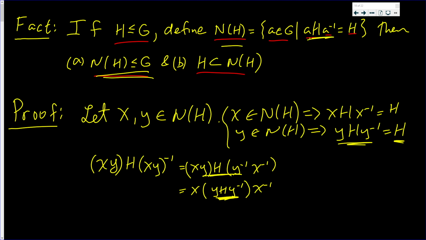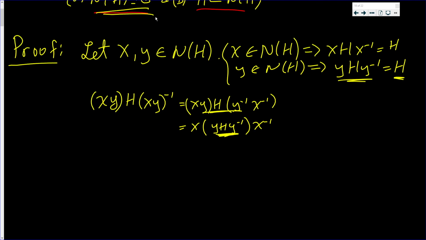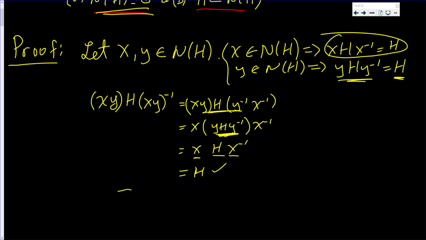So this is X times H times X inverse. But that's H, because X is in this special set: X times H times X inverse equals H. Okay, so this implies that XY is in N of H. But that implies we have the closure property.